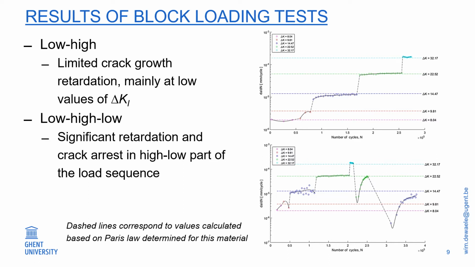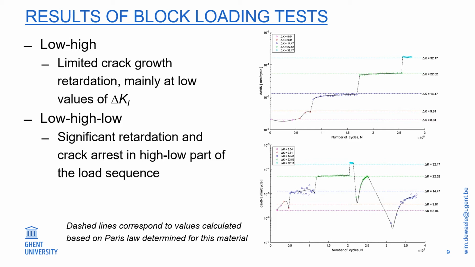Focus first on the low-high, and let me illustrate what happens when we go from 9.81 to 14.47. The horizontal dashed lines indicate the expected fatigue crack growth rate, expressed as da/dN, calculated from an experimentally determined Paris law curve. But at the first transition, you see that the value of da/dN is much lower than expected and gradually starts to increase again. So we have a significant amount of crack growth retardation. However, in the next jumps, this is much less pronounced.